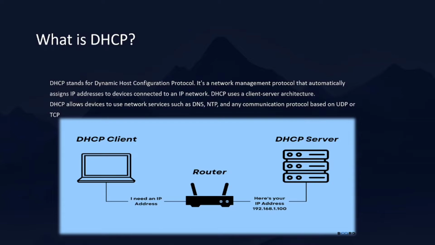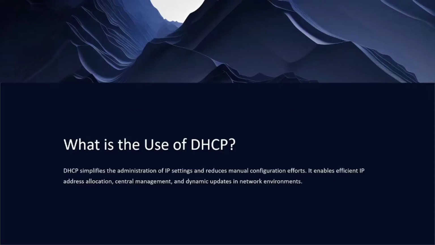So what is the real use of DHCP? We are going to see. DHCP simplifies the administration of IP settings and reduces manual configuration efforts. By using these IP settings, we efficiently get high accuracy in using internet protocols. It enables efficient IP address allocation and system management with different protocols, with TCP and UDP, and manages dynamic updates in the network environment.